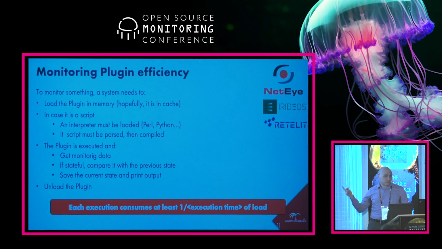Then the plugin is executed. The plugin gets data from the device it needs to monitor. If it is a stateful plugin, it needs to load the state from the disk, from the cache, compare the current state with the old one, then save the new state, output the metrics and the plugin status, and then Icinga can finally unload the plugin. This is done every time a check is run, so it's consuming. And if you know the definition of CPU load in a Linux server, you know this whole process consumes 1 point of load for the time it is required. How much time? Let's see.